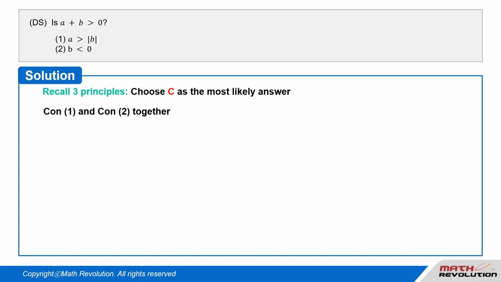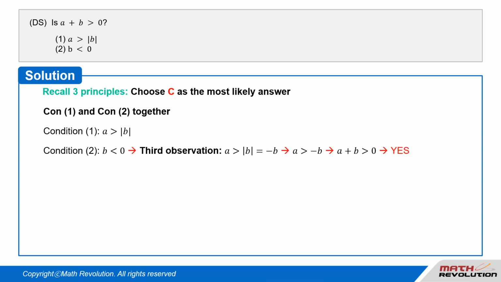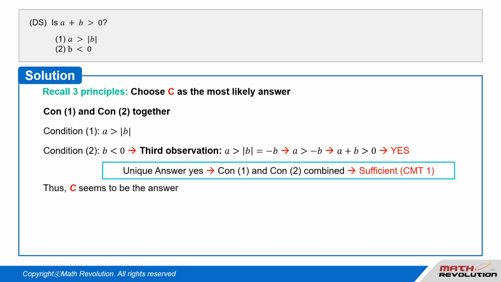Let's take a look at conditions 1 and 2 combined. They tell us that A is greater than absolute value of B, and B is less than 0. Then, by the third observation, we have A is greater than absolute value of B equals negative B, which gives A is greater than negative B, or A plus B is greater than 0, and yes as the answer. The answer is unique, yes.